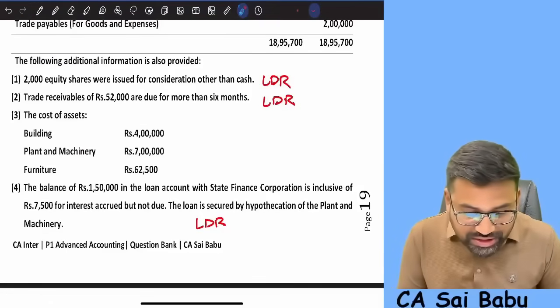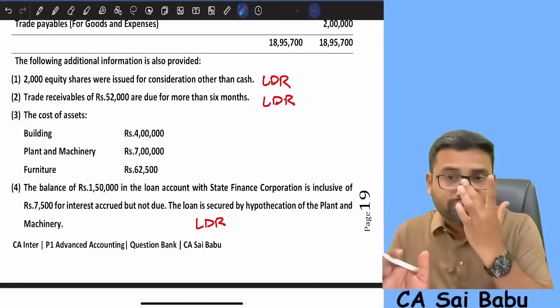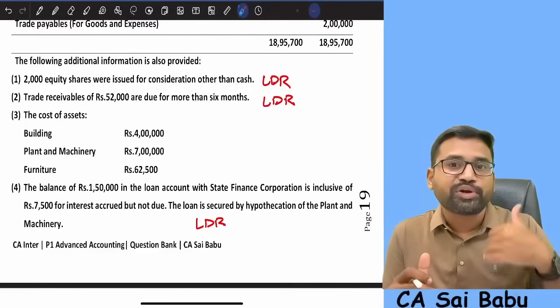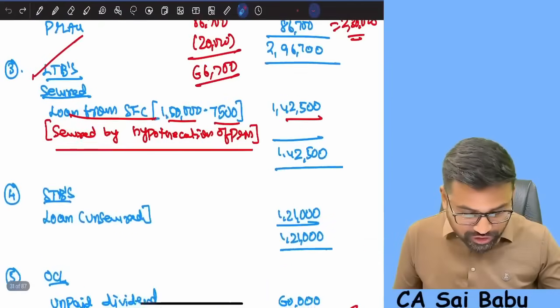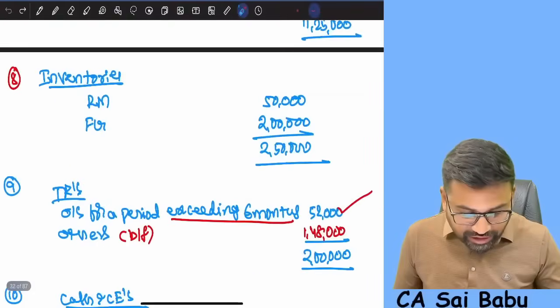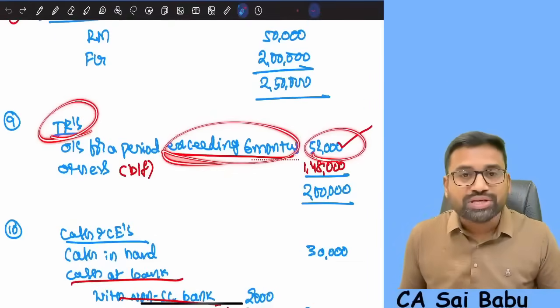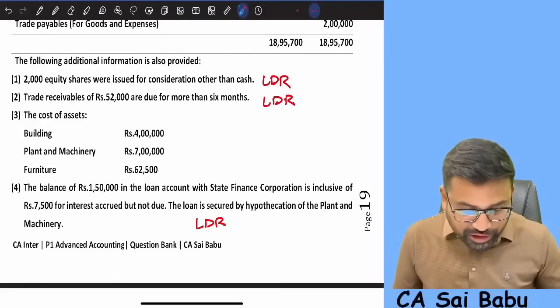Also in this question, trade receivables of 52,000 are due for more than 6 months. According to Schedule 3, we need to prepare a debtors ageing schedule. When debtors are outstanding for a period of more than 6 months, we need to show them separately. So when presenting debtors, show trade receivables outstanding for a period exceeding 6 months separately in the notes to accounts. Other debtors are shown separately. That is one important adjustment.